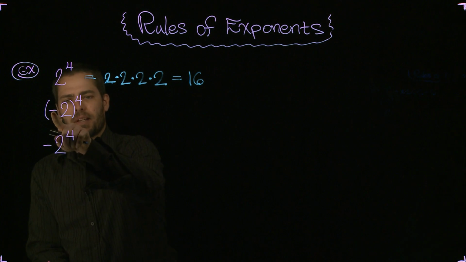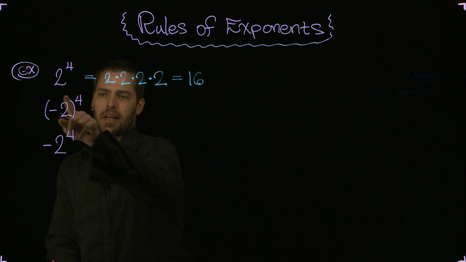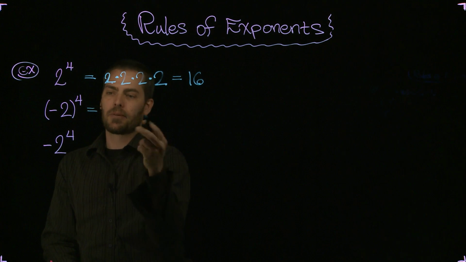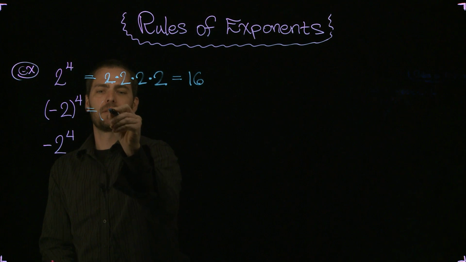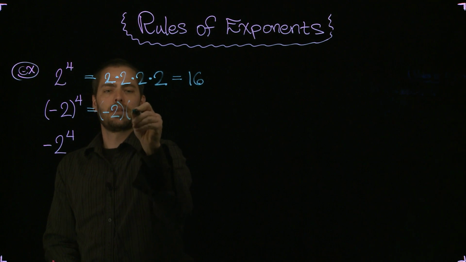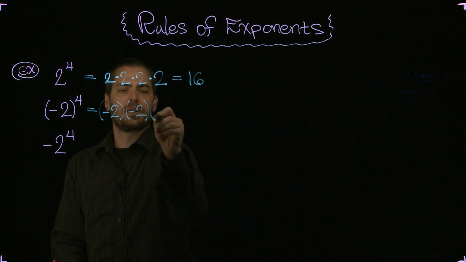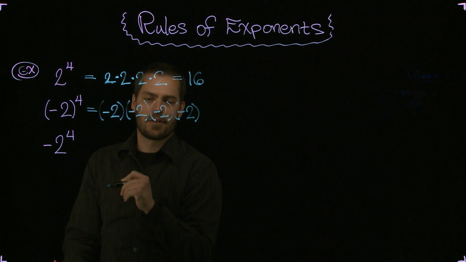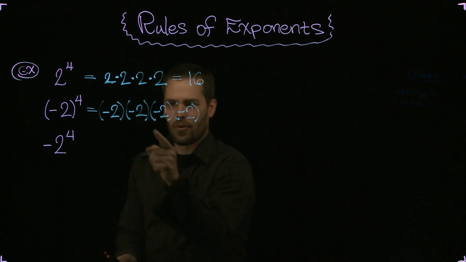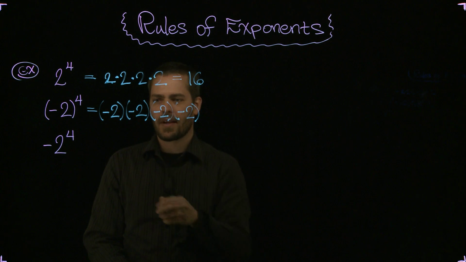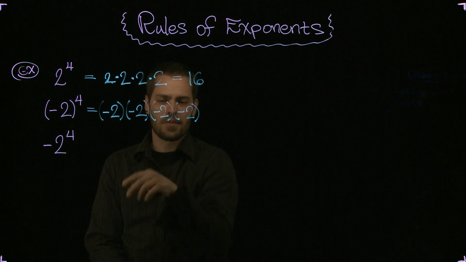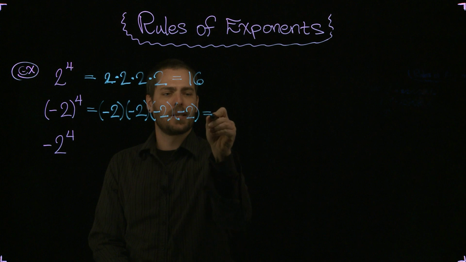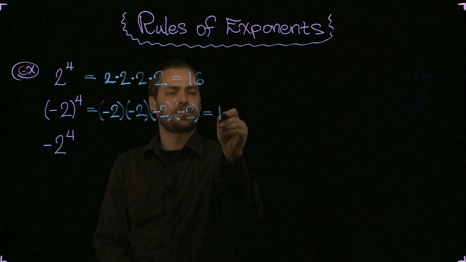It has a negative inside the parentheses, and so what this is telling me is that everything in this parentheses is to the 4th power. So again, if I were to expand this out, what I'm looking at is negative 2 times negative 2 times negative 2 times negative 2. And notice what happens there. We have 4 negatives being multiplied by each other. These two become a positive. These two become a positive. You could say positive times a positive is a positive. So in the end, we get a positive 16.